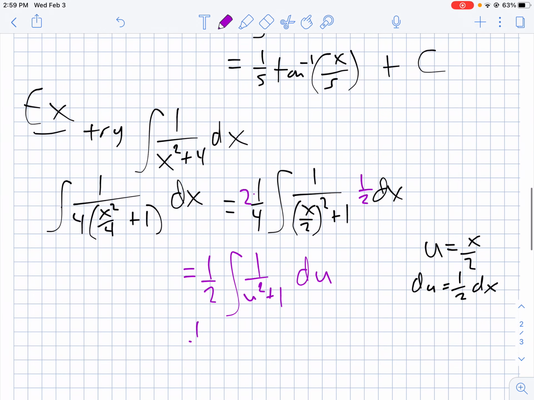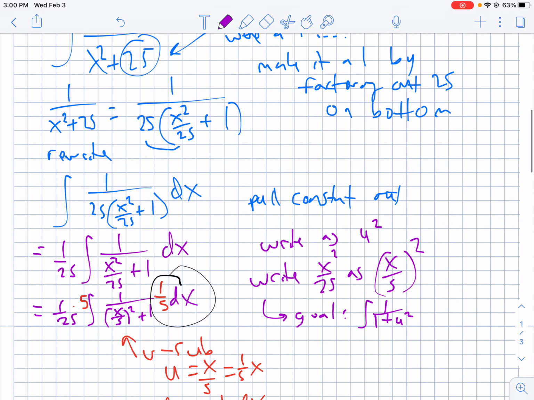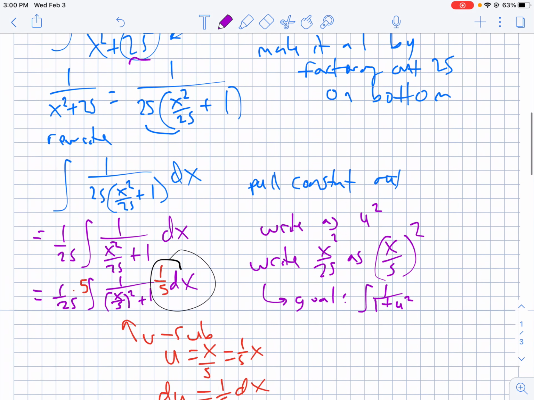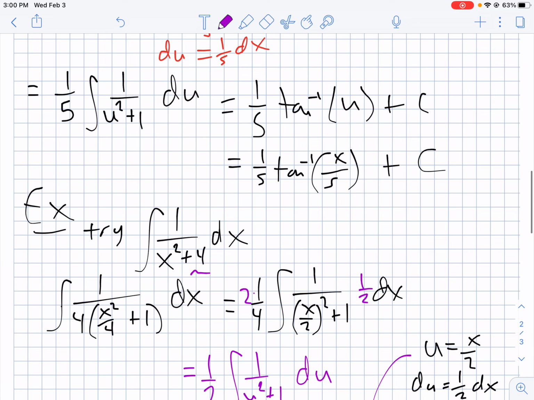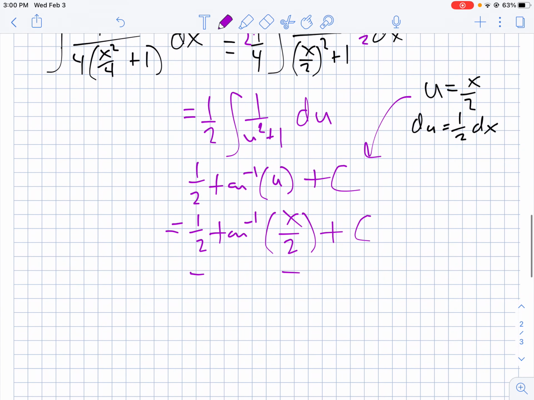Okay, and again we get to the same point. That's 1/2 inverse tangent of u plus c. So when I plug this back in, we get 1/2 times inverse tangent of x over 2 plus c. Okay, so hopefully you recognize the pattern, right? We had a 4 here. We had a 25 here. And when you take the square root of those, we got the 5s in our answer, the 1/5 x over 5. Square root of 4 is 2, so 1/2 x over 2.